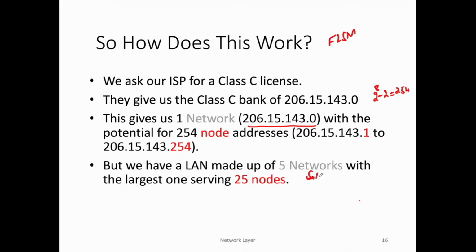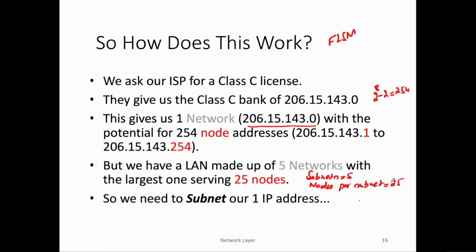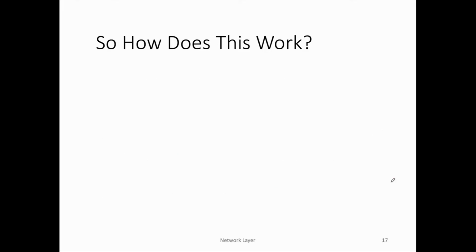How many subnets are required here? Yes, we need 5 subnets. And how many nodes per subnet? Yes, 25. So what we want to do is divide this one network into 5 smaller networks, meaning 5 subnets, and each subnet should have 25 addresses for machines. Okay, so let's see how we can implement this subnetting process.